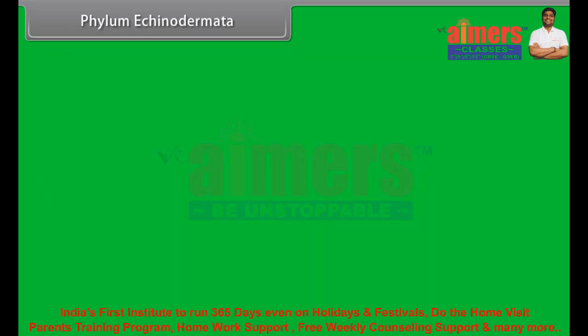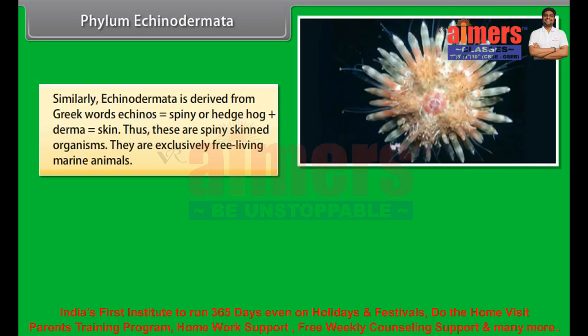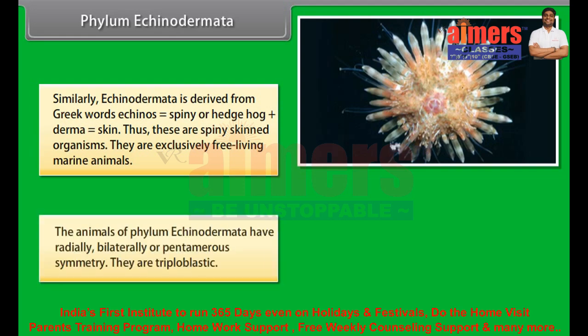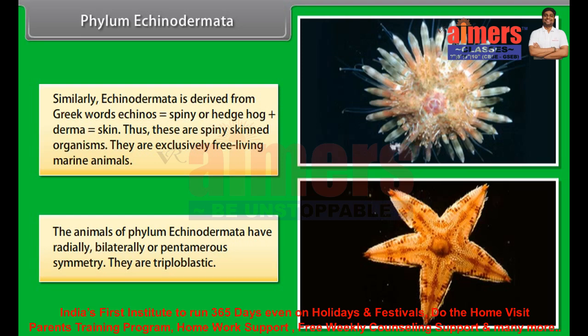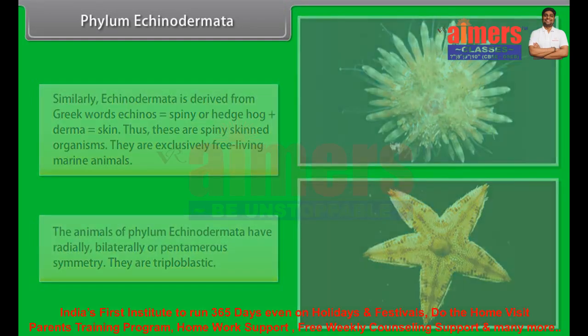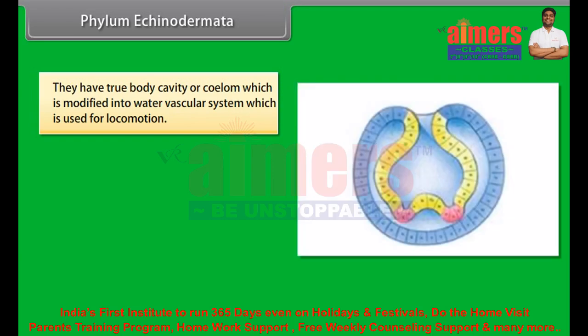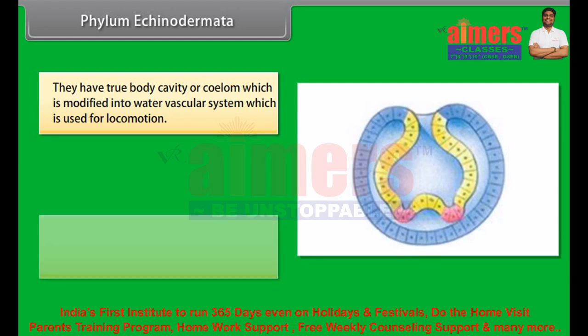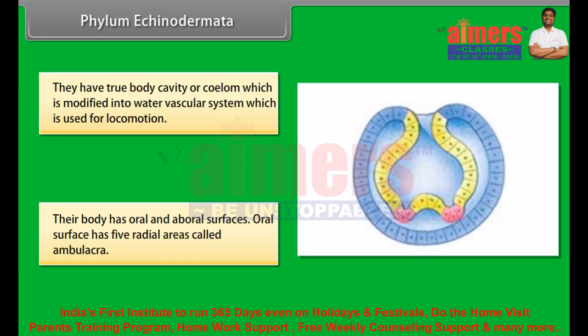Phylum Echinodermata. Similarly, Echinodermata is derived from Greek words echinos, which is spiny or hedgehog, plus derma, which is skin. Thus, these are spiny-skinned organisms. They are exclusively free-living marine animals. The animals of phylum Echinodermata have radial, bilateral, or pentamerous symmetry. They are triploblastic. They have a true body cavity or coelom, which is modified into the water vascular system, which is used for locomotion. Their body has oral and aboral surfaces.